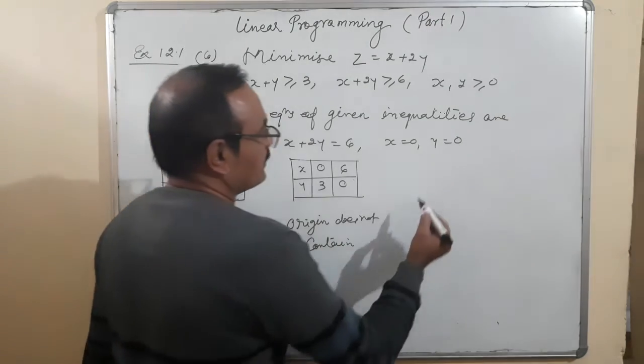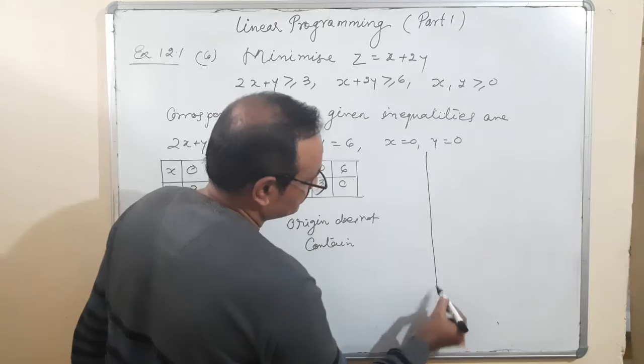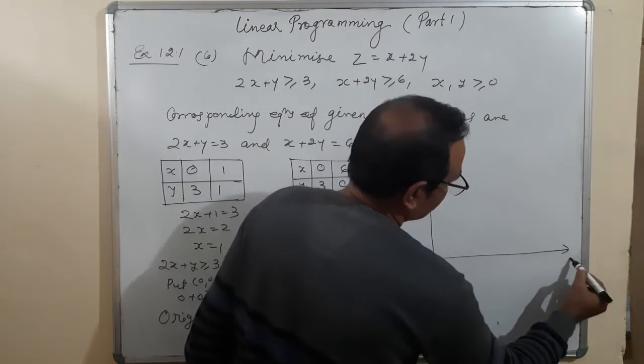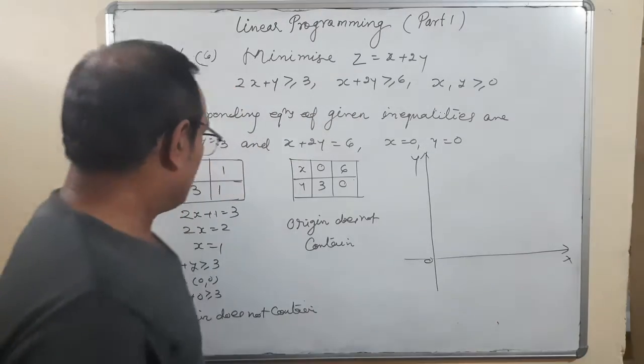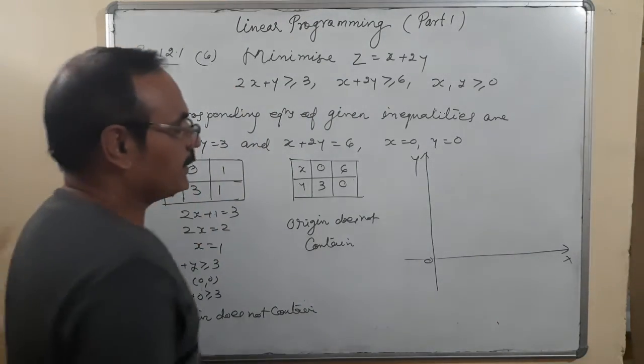Now I'm going to make a graph. Use the graph book. First one is 0, 3.